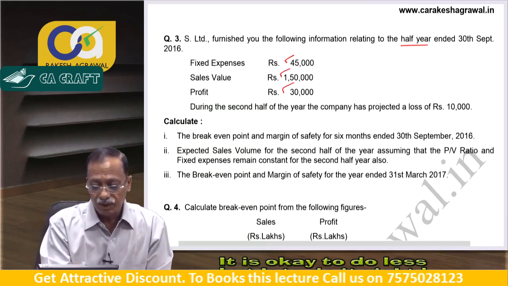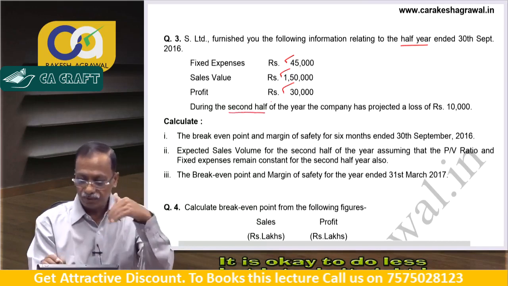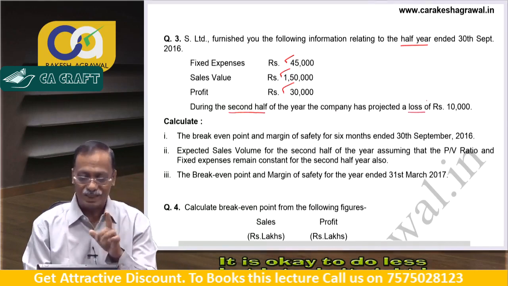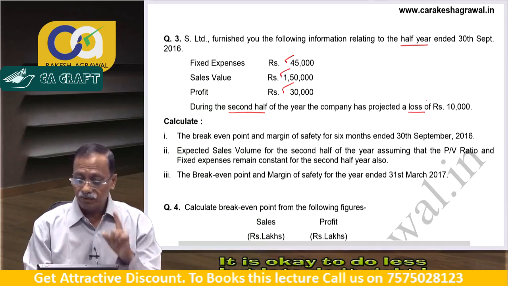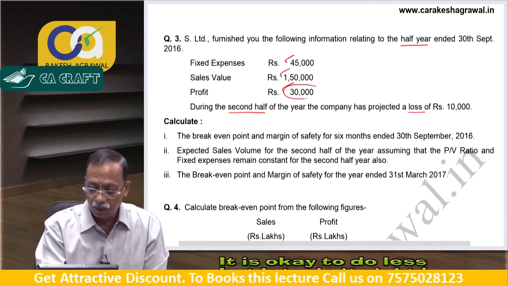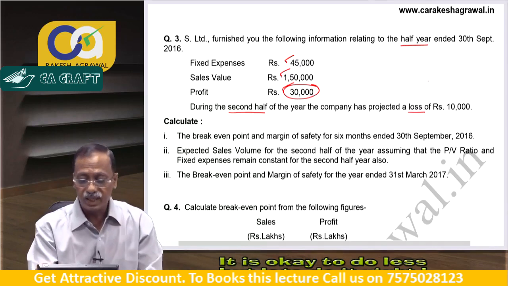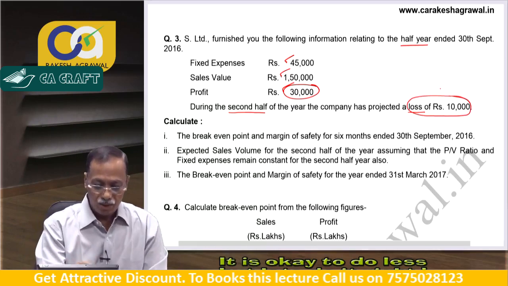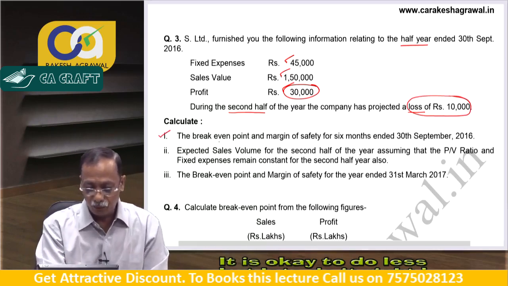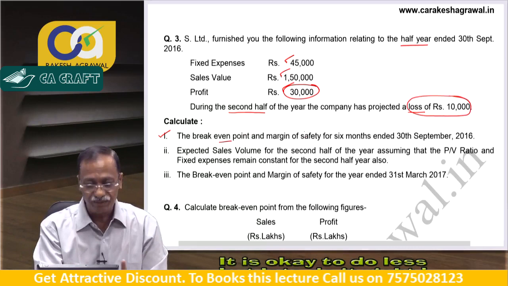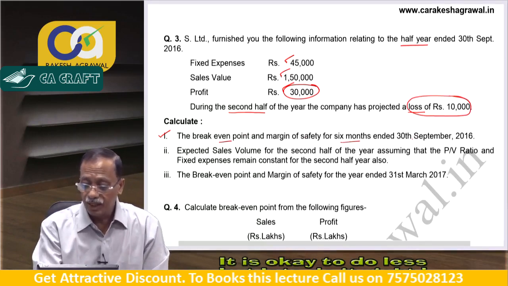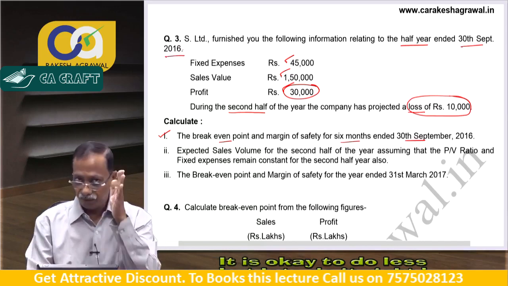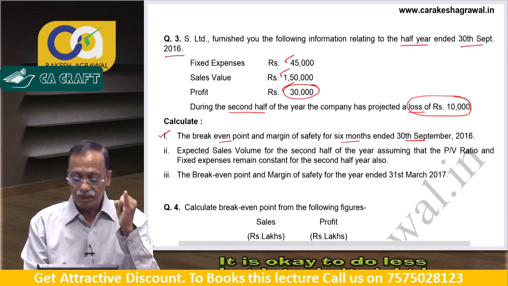During the second half of the year, the company has projected a loss of rupees 10,000. See, in the first half you are earning a profit of 30,000, but in the second half you are expecting a loss of rupees 10,000. Now calculate, number 1, the break-even point and margin of safety for 6 months ended on 30th September, that is, the first 6 months of the year. So you have to calculate BEP and margin of safety.